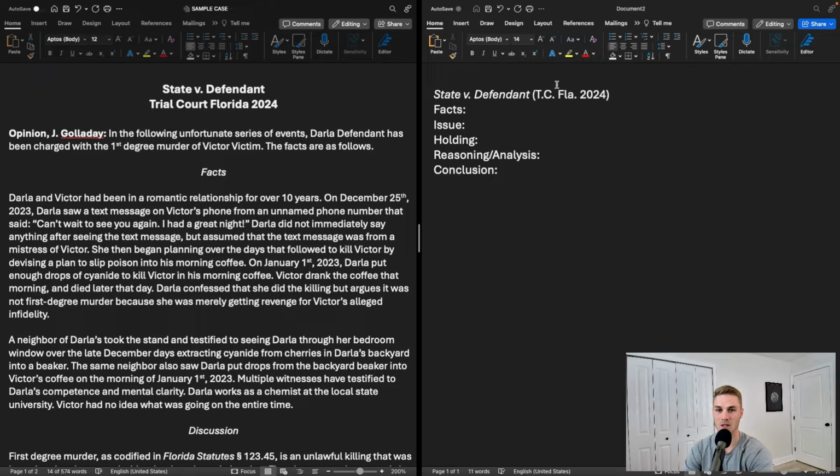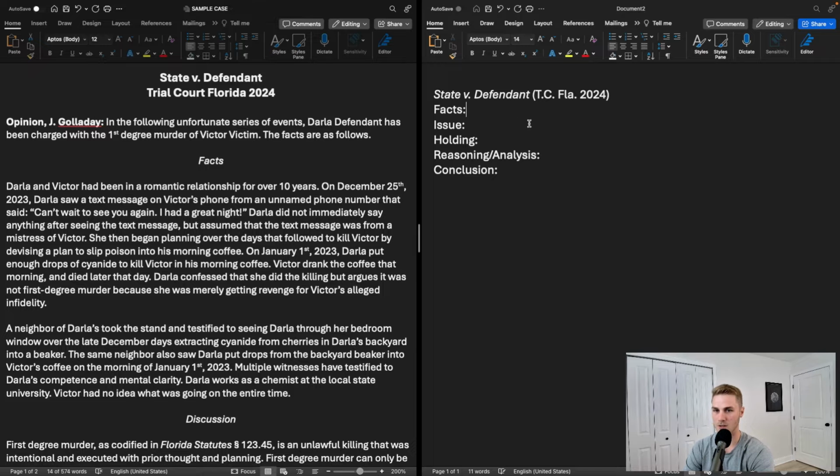I always like to start with the name and the location of the court and the year. So here, State v. Defendant, Trial Court, Florida, 2024. Pretty straightforward. So let's go ahead and get into the facts of the case. The facts are just what happened, and I would err on the side of including more that you think will be relevant later to the court's analysis, issue, and holding, just so you don't have to go back.